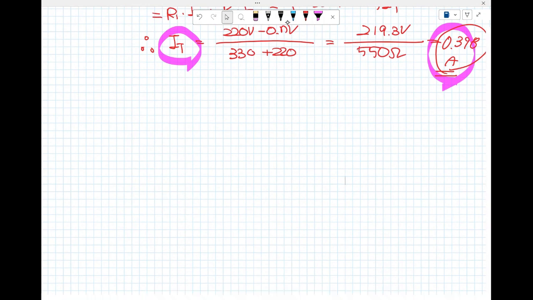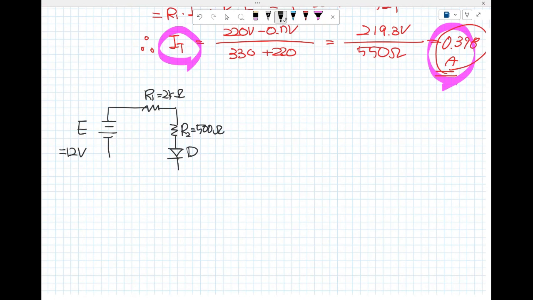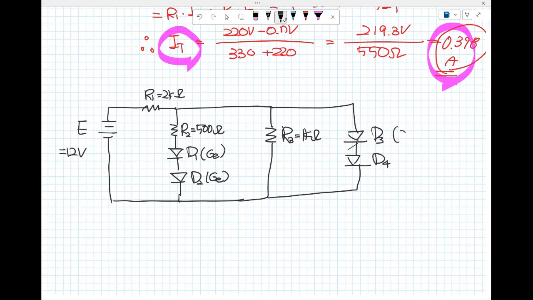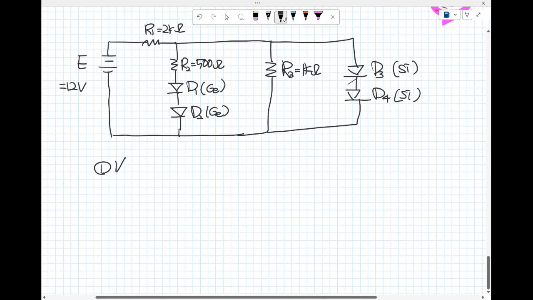Okay. Now, the question 6. This is the R sub 1, the 2 kilo ohm. This is the E, 12 voltage. And that was R sub 2, 500 ohm here. And then D sub 1, GE, and D sub 2, GE, the germanium, right there. And then the R sub 3 was 1 kilo ohm here, right there. D sub 3, D sub 4, silicon and silicon. So the question is, what is V sub R sub 3?